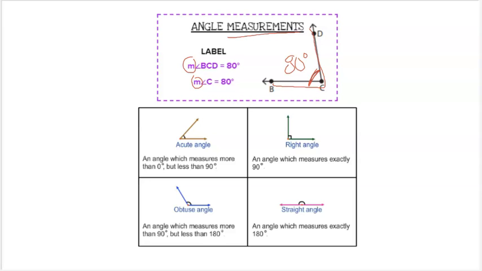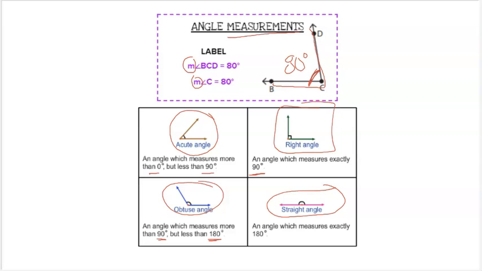Different types of angles, we can classify. Acute angles are between 0 and 90. A right angle is exactly 90 degrees. Obtuse angles are in between 90 and 180, but not equal to either of those. And a straight angle, like a line, is 180 degrees.